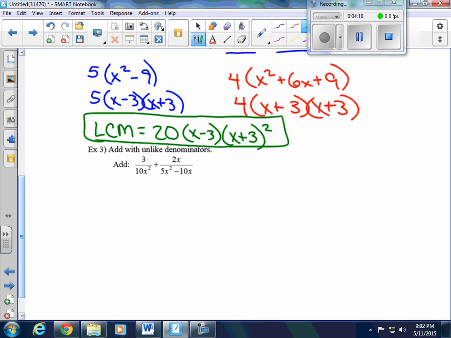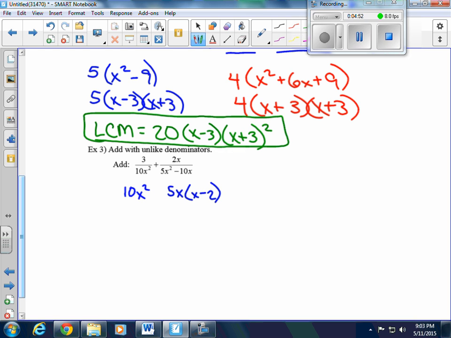So what we're going to do in example 3 is we're going to use some of that to figure out what we need to do to get like denominators. We've got to get a common denominator so we can add these two. So the first thing you're always going to want to do is factor them if they're not factored. So if we look at the second fraction, it is not factored. If we factor it, I'm going to take out a 5x, and that's going to give us x minus 2. And the first one obviously is just 10x squared.